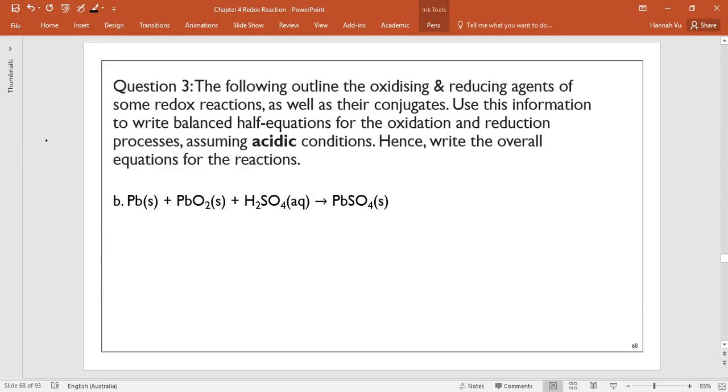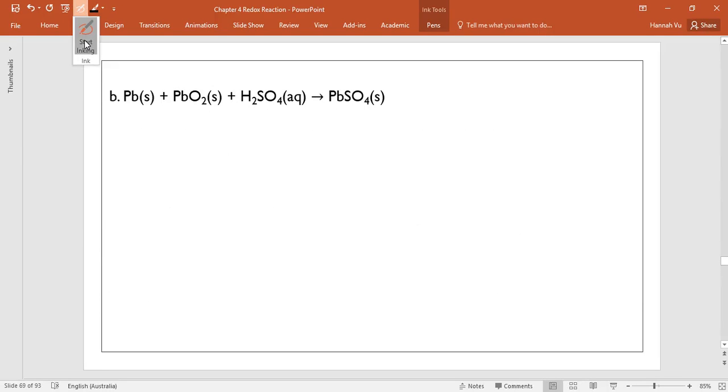Moving on to question 3b, we're going to start the same way with finding the oxidation numbers of everything that is present. So this is 0, this is positive 2, sorry, that's positive 4 and negative 2. This is positive 1, positive 6, negative 2, and this is positive 2, positive 6, and negative 2. All right, so I think this is a situation when you get the same product from both oxidation and reduction.